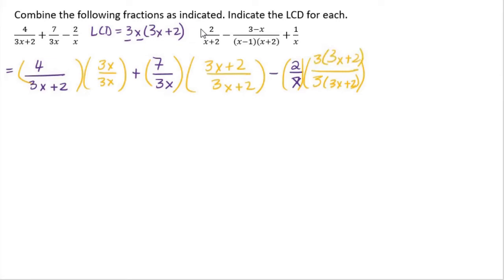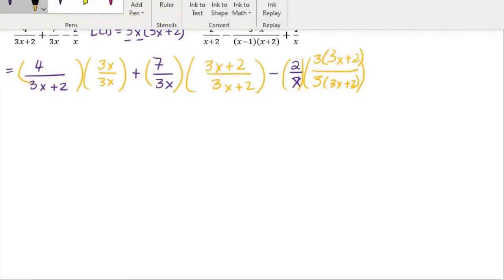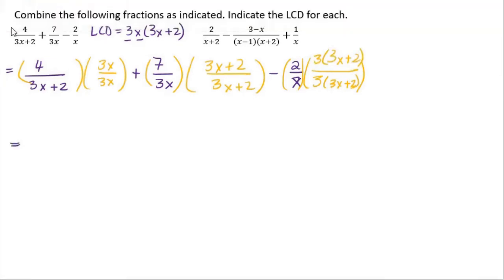But that's the hard part done. So now we're just going to work with that. Sure, we don't yet have the equivalent fractions, but we have the setup for them. We know how we're going to get there. So 3x and 3x plus 2 in each denominator.